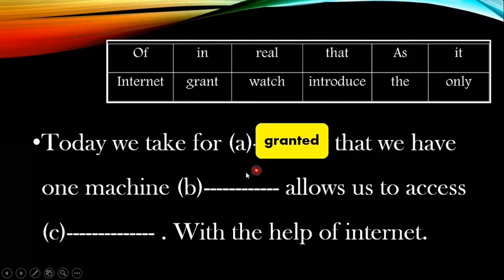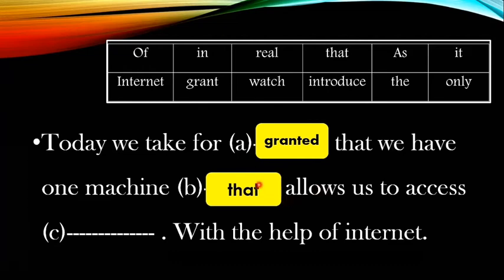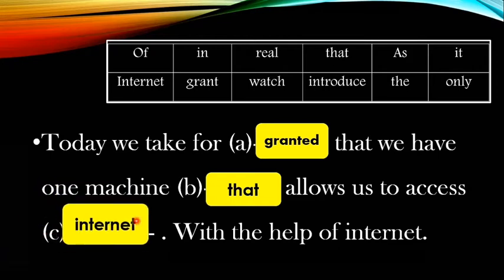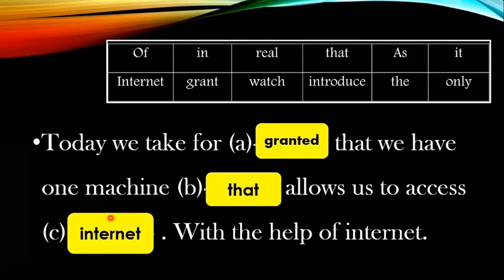Granted that we have one machine ___ allows us to access ___. We have a machine and that does something. Who does something? That. So that allows here, that is used as a preposition, that allows us to access what? Access of internet. Access internet.